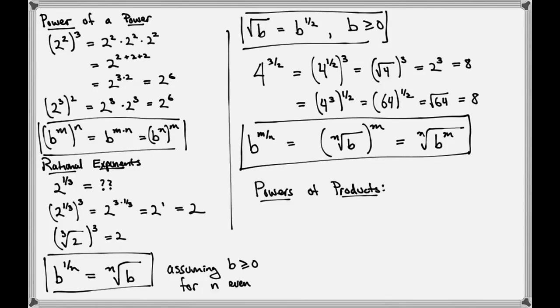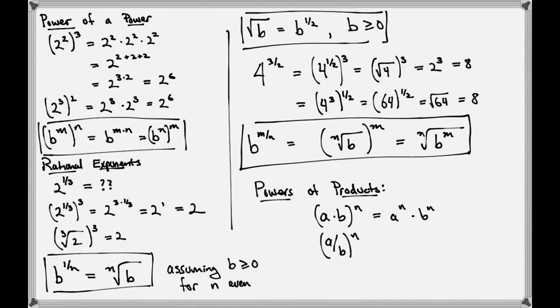Let's now turn to powers of products. What I mean by that is something like a times b to the n. So now I'm taking a product and then I'm taking a power of it. Because the order that we multiply real numbers in doesn't matter, I could just apply the exponent to the a and apply the exponent to b, and I get the result. So the power of a product is just a to the n times b to the n.